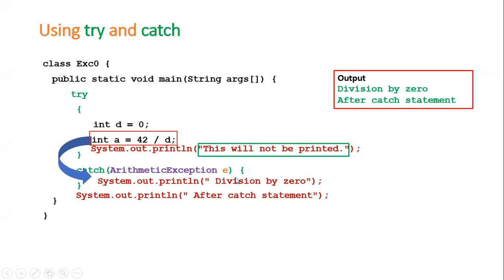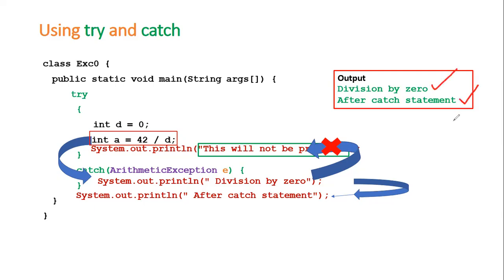So once I execute the code inside the catch block, the control will never go back again to the try block. Rather, it goes to the next statement after my catch block, that is, after the catch statement. Therefore, I'm getting the corresponding output, division by 0 after catch statement.